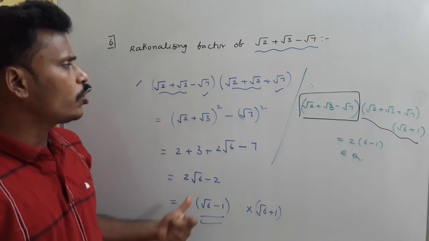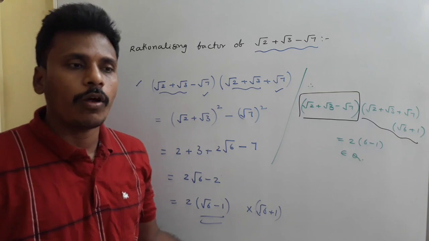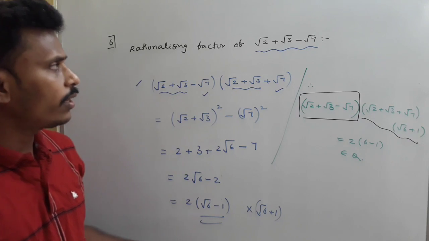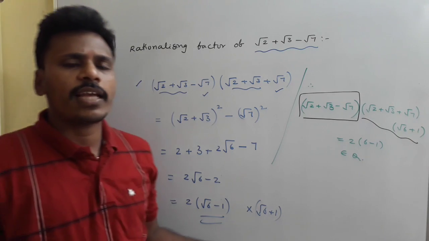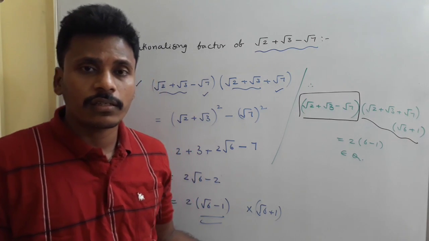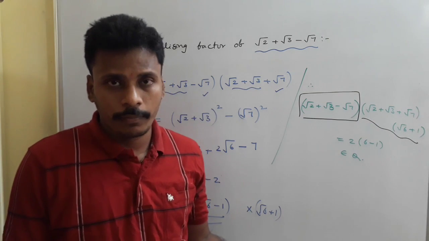See, here again we used the a square minus b square formula only. So in this way, you can easily find rationalizing factors for different surds with the help of identity formulas. Have a look.